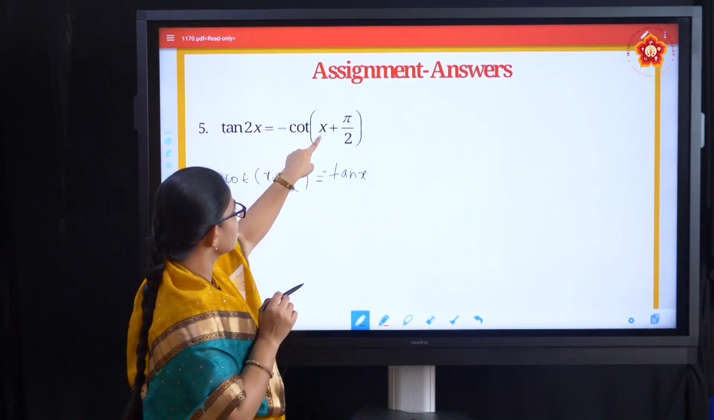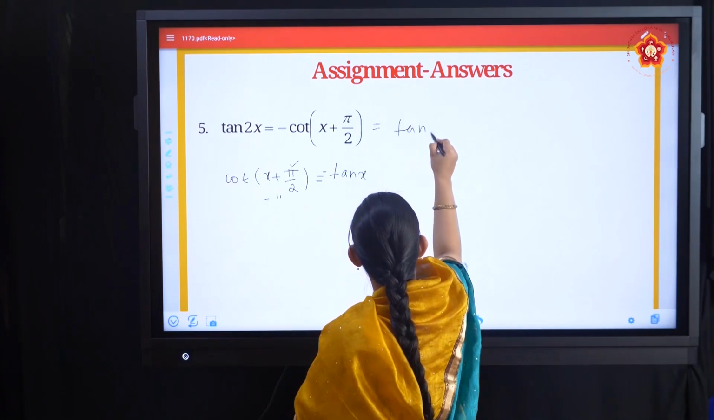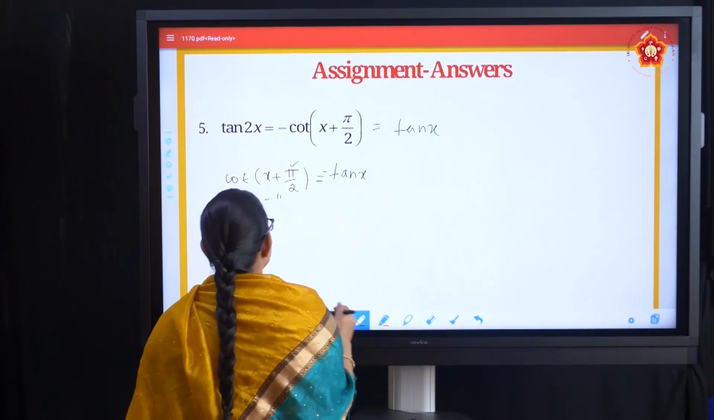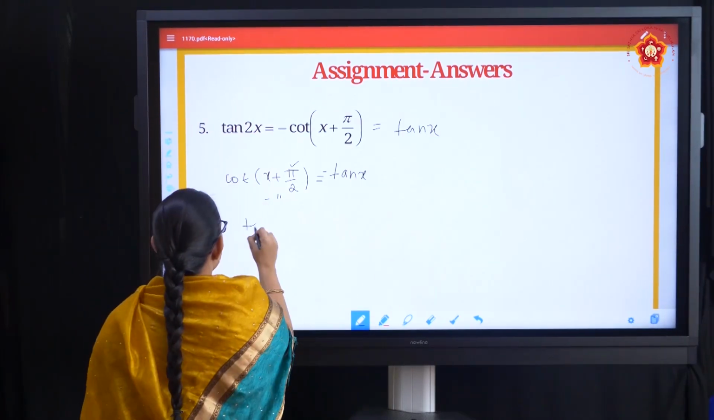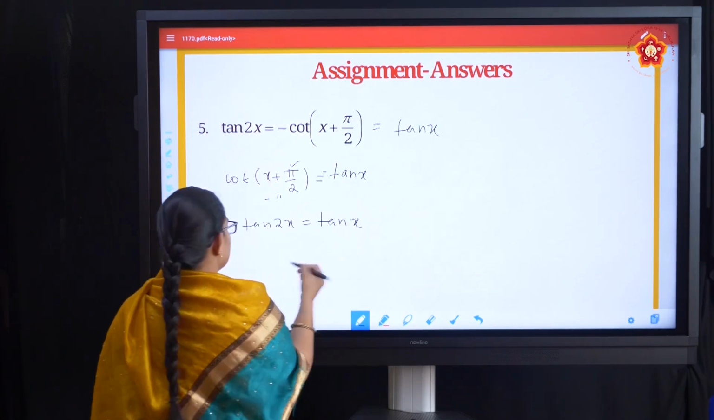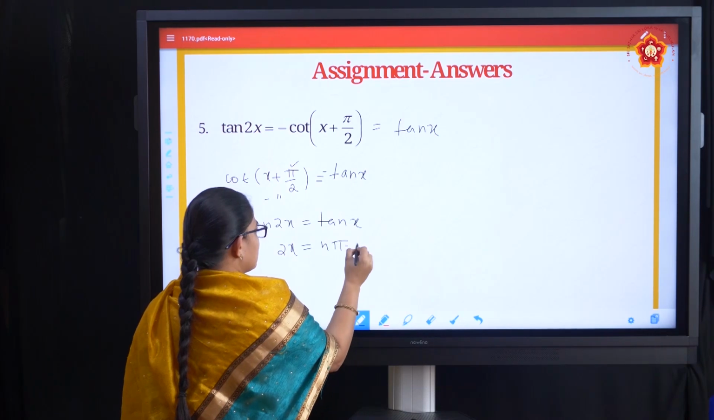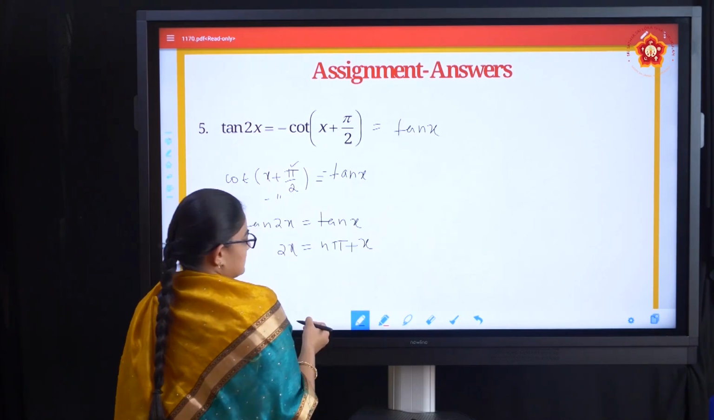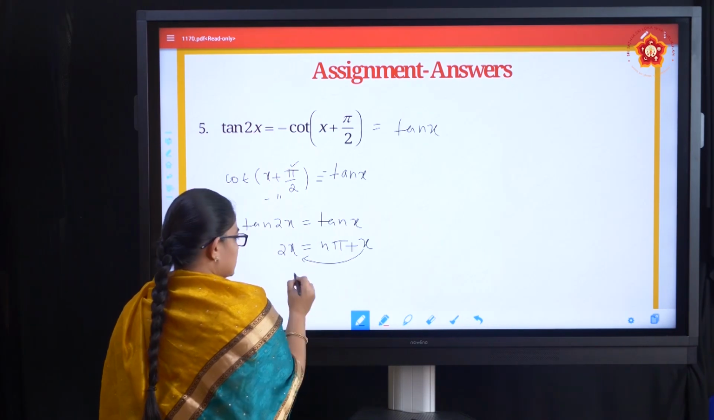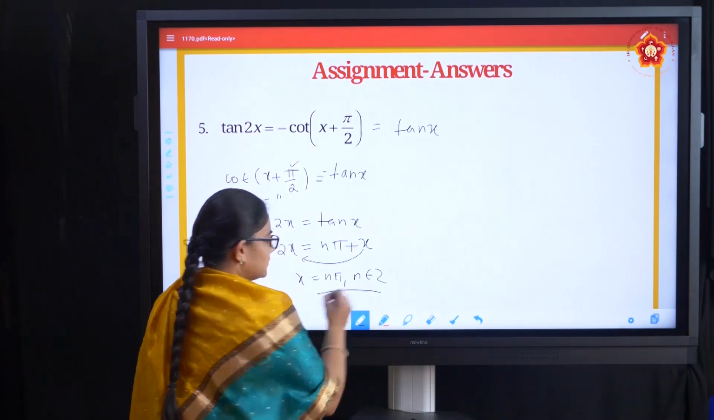So what is −cot(x + π/2)? That is tan x, right? Therefore we can write tan 2x = tan x. So we have 2x = nπ + y, where y is x. Now take this x to this side, so we have 2x − x, that is x = nπ for n belongs to Z.